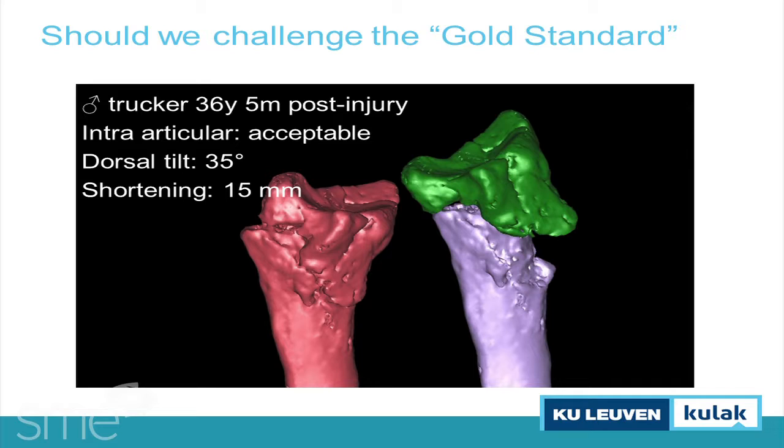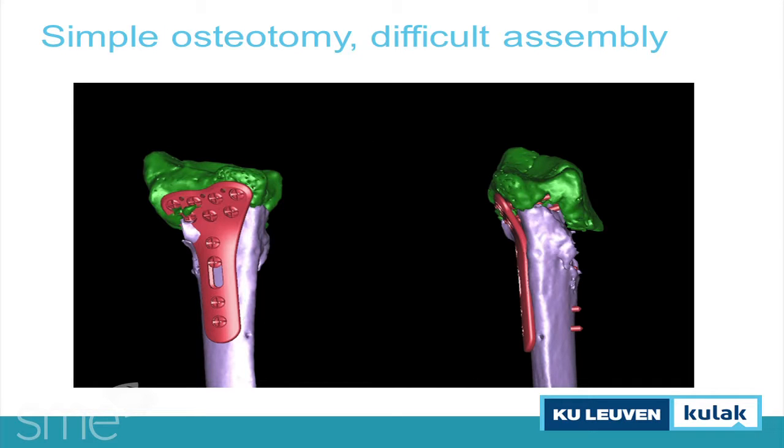So we did the classical thing, took the contralateral side, mirrored it, rescaled it, which means shortening, and this is the deformation. So we plated it, reverse engineered it, only had distal screws because the fragment was very small, made a guide, and went to surgery. Did the osteotomy, which was a straightforward osteotomy.